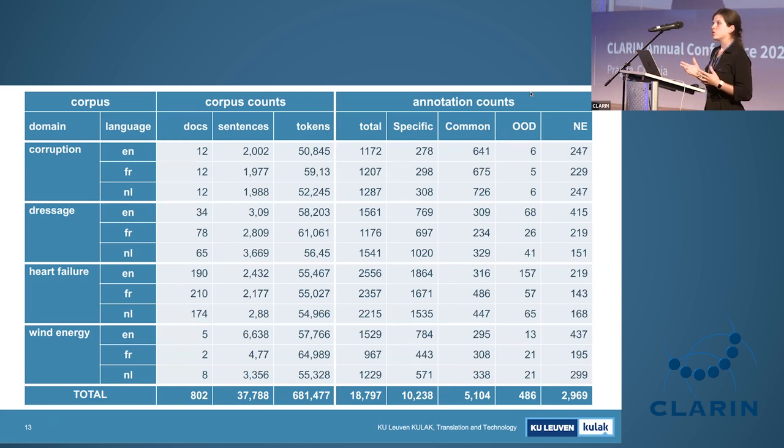You can see that in total, there were almost 19,000 annotations. These are type counts, so individual annotations, there were over 100,000. And they're divided a little bit over all of the categories, with the fewest being out of domain terms, which is logical because of course the corpora are supposed to be really about one domain.